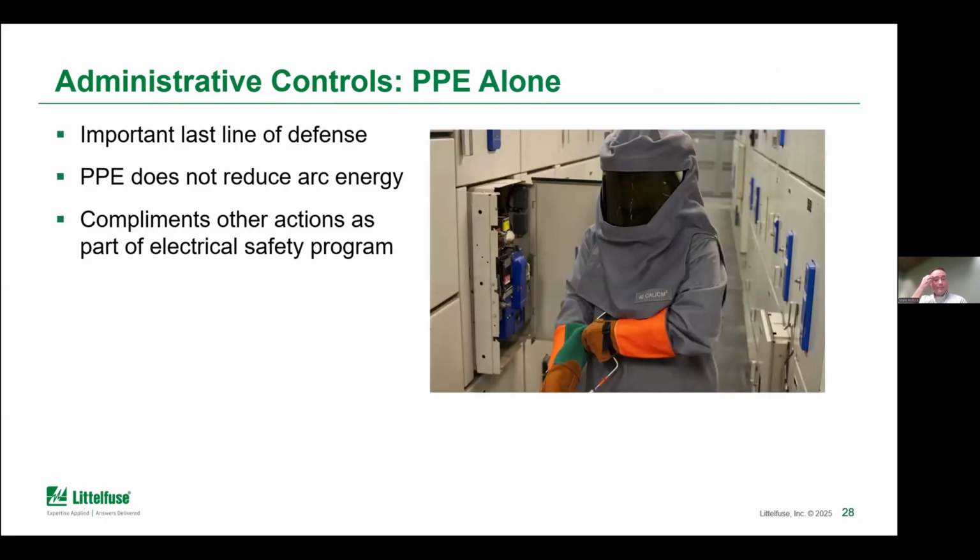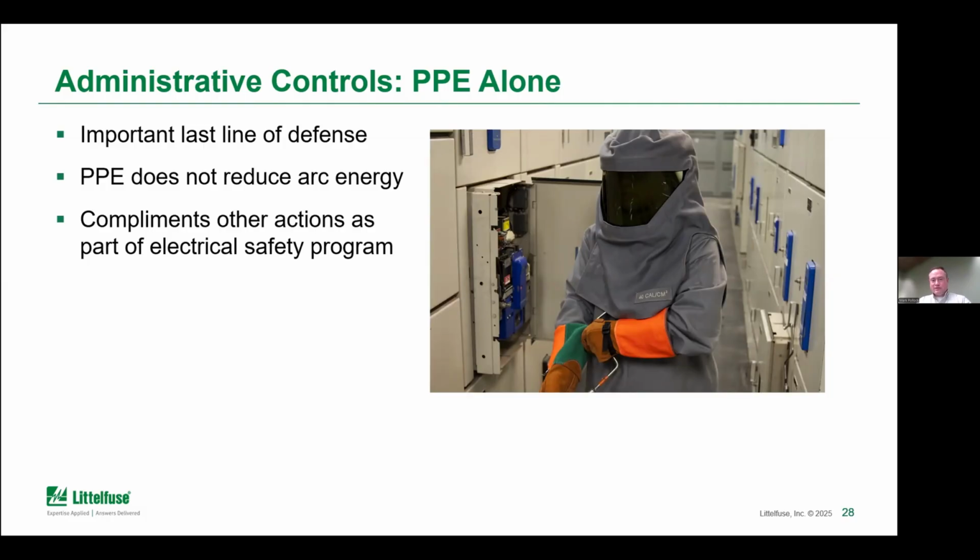And finally, talking about PPE, this is another administrative control, but remember, the PPE is really the last line of defense, and it's not doing anything to reduce the arc energy, but it really should be complementing the other actions that you would have in your electrical safety program. So it's still an essential part of what you need to do working with the equipment, but using those other measures we talked about can be a way to reduce the arc energy and therefore reduce the size of the PPE in the suit you need to put on, which can make the work more efficient as well.